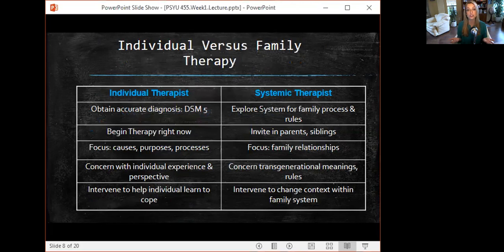Systems therapists are largely concerned with transgenerational meanings or rules. That is a concept in which we look at some of the messages that are transmitted intergenerationally and how those are impacting or perhaps contributing to the presenting problem. The family therapist largely intervenes to change the context within the family system so that the family itself can come together to resolve and address the presenting problem.